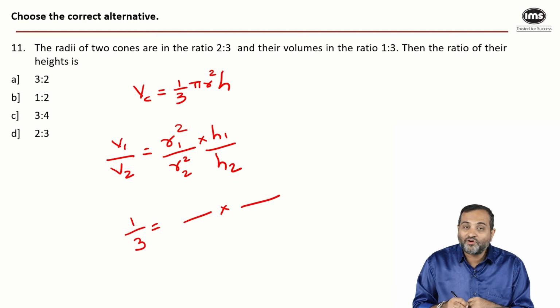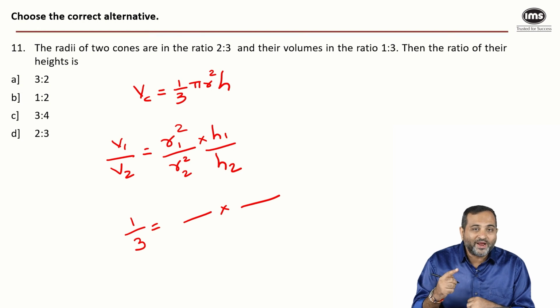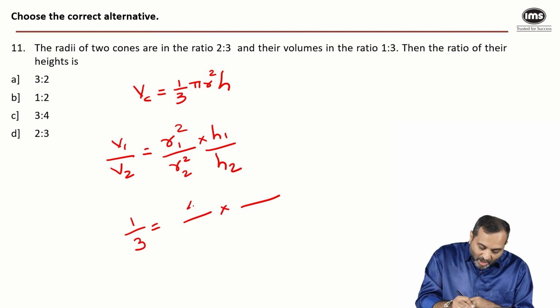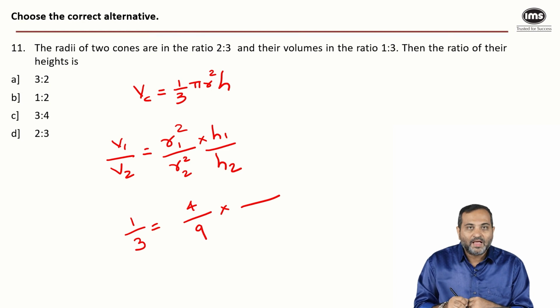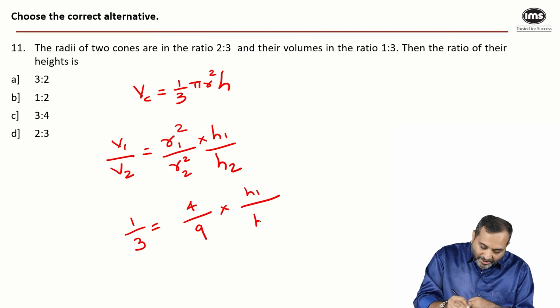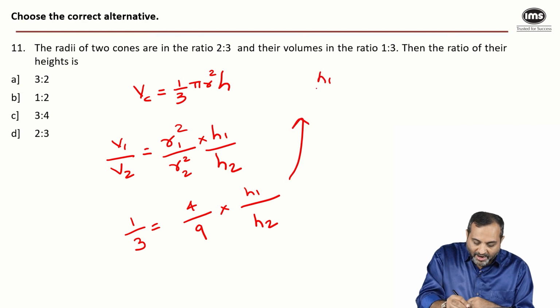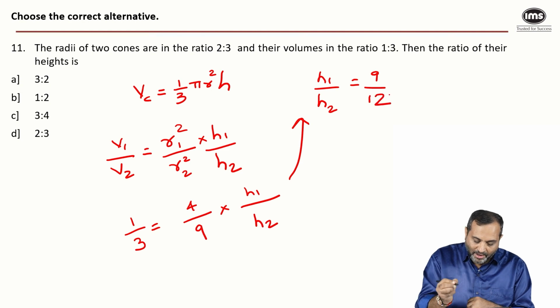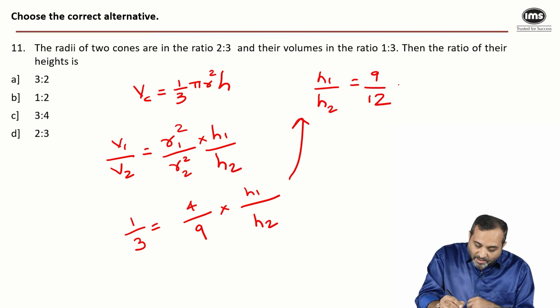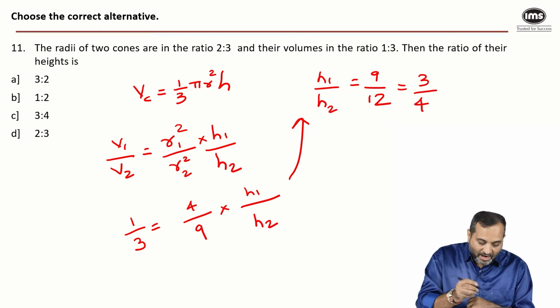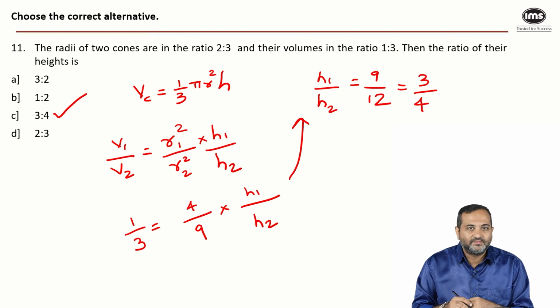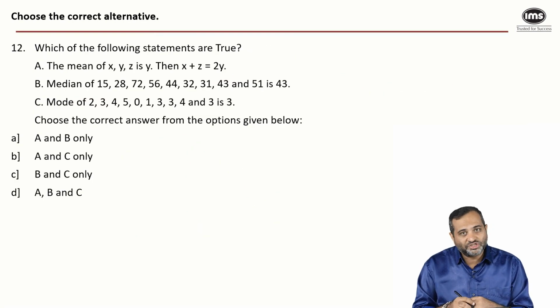What is ratio of radii? That is given to me as 2 by 3. But I want R1 square upon R2 square. So that will become 4 by 9. And I want to find ratio of height. So from here, can I say my H1 over H2 has to be 9 by 12, which can be reduced to 3 upon 4. Hence, my answer is option C. Let's look at the next question.